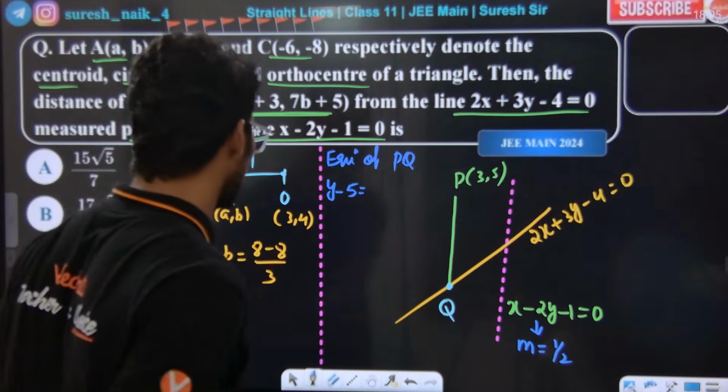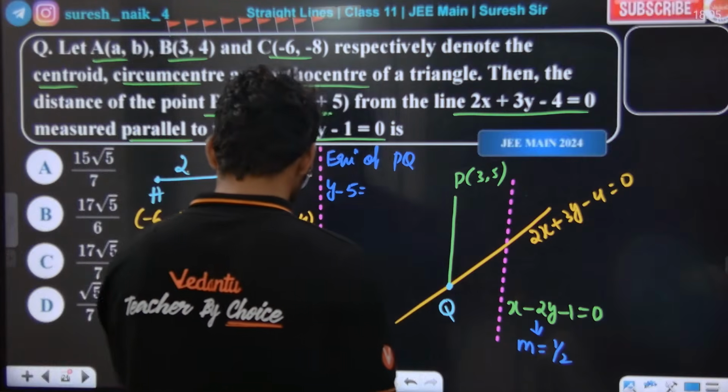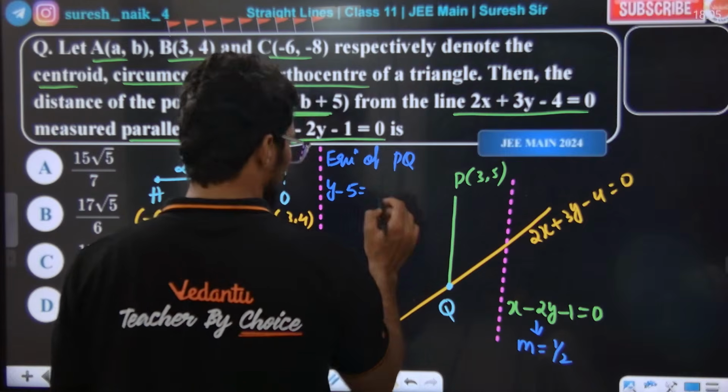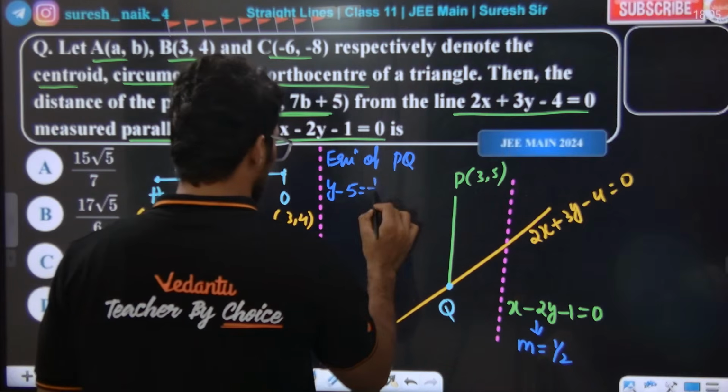It's fine. Okay, so y minus y1, right? So the equation of this is y minus y1 is equal to the slope, and what is the slope? 1/2 into x minus x1.